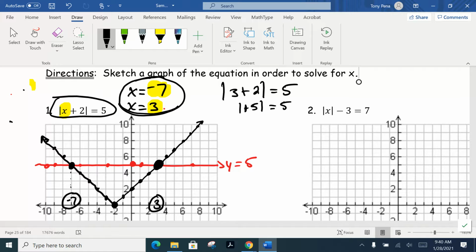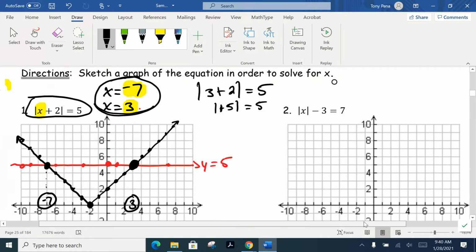Okay? The big thing to understand, notice how there's two answers here. A lot of the equations that you've solved in your life, it's usually one answer. The absolute value equation is going to have two answers a lot of the times. Not all the time, but in this case, we definitely do.